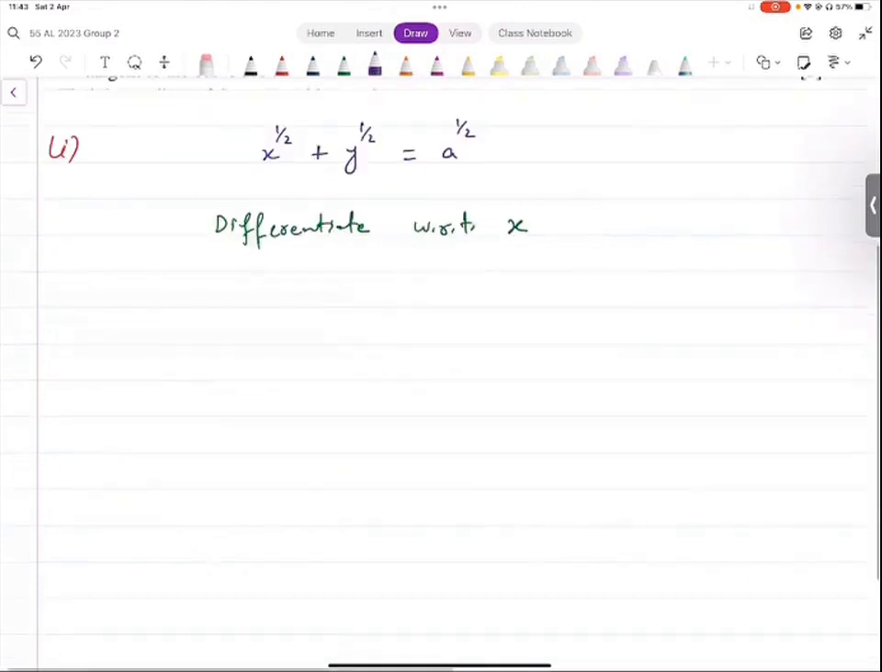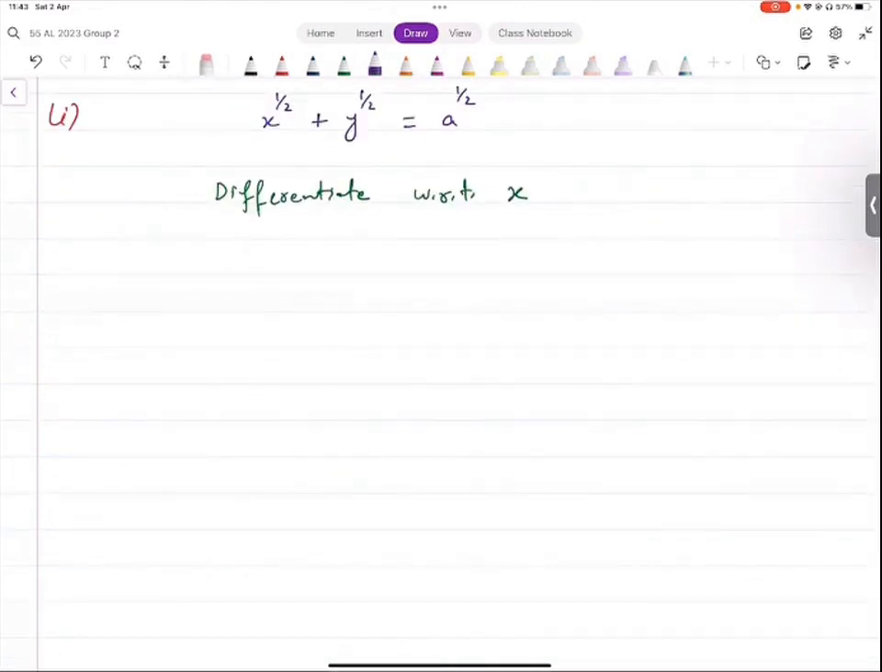ओके. Differentiate with respect to x. x raised to power 1/2 का डेरिवेटिव 1/2 x raised to power -1/2. और फिर हम क्या कर सकते हैं? x का डेरिवेटिव that's just 1, वो लिखने की जरूरत नहीं है आपको, ठीक है? प्लस y raised to power 1/2 का डेरिवेटिव 1/2 y raised to power -1/2 multiplied by the derivative of y, which is dy over dx. So we've got dy over dx here. That equals a raised to power 1/2.